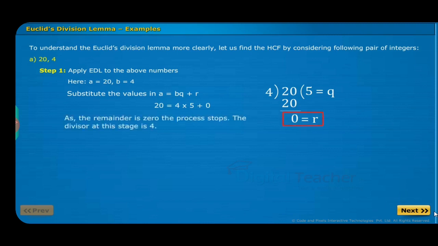As the remainder is 0, the process stops. The divisor at this stage is 4. Therefore, HCF is equal to 4.